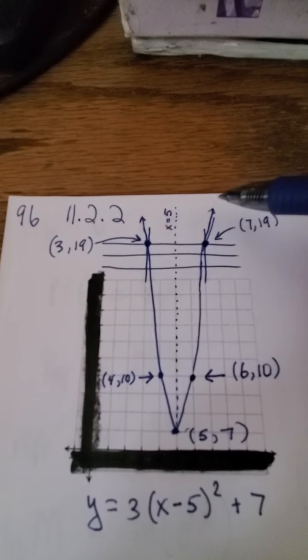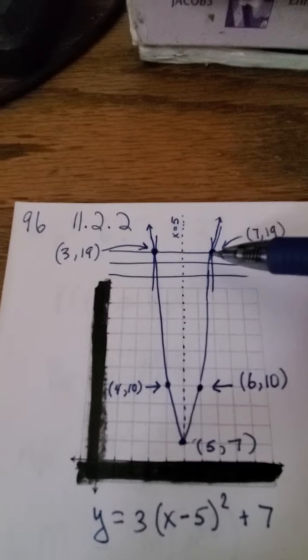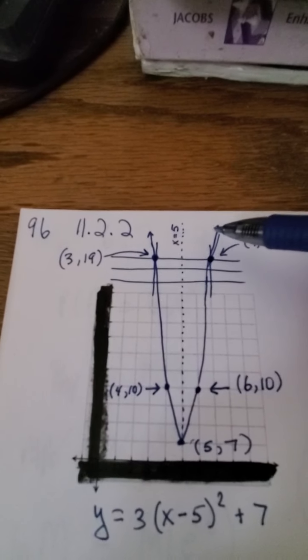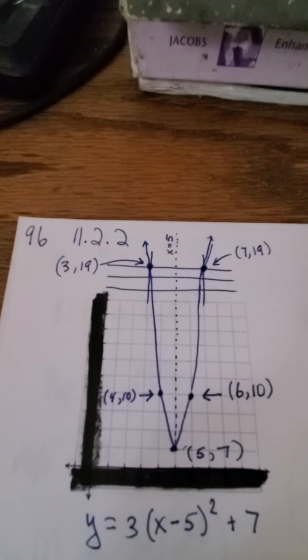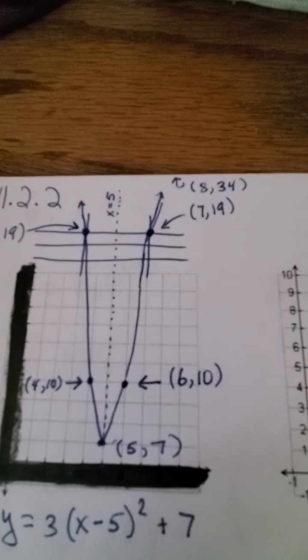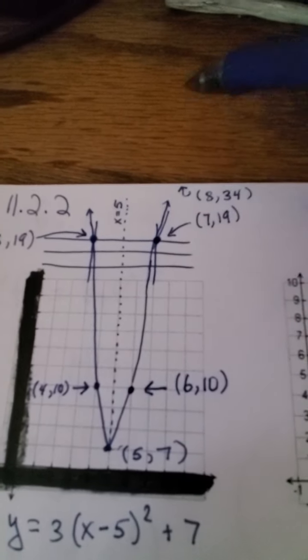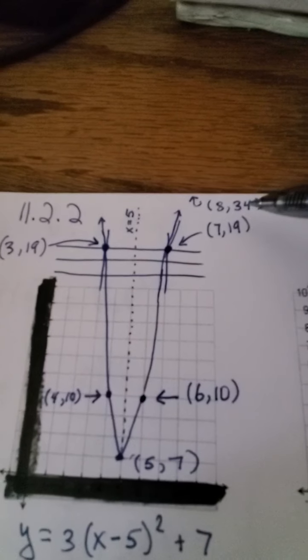What's the next point? By the way, when I say next point, it hits a point every microsecond. But I mean, what's the next integer point it's going to hit? We call that a lattice point. So that next lattice point, which is way off the graph paper, would be (8, 34).